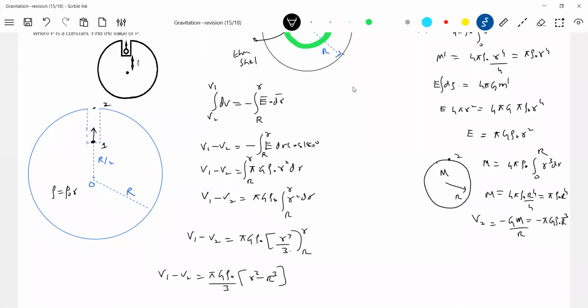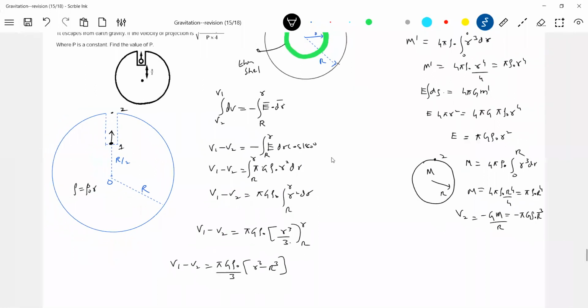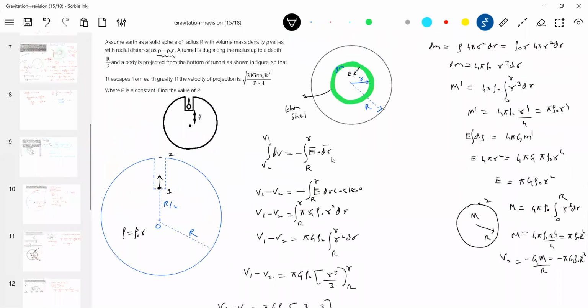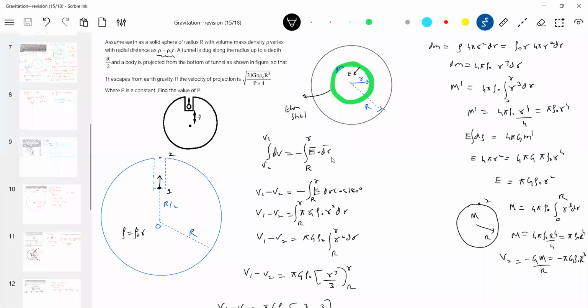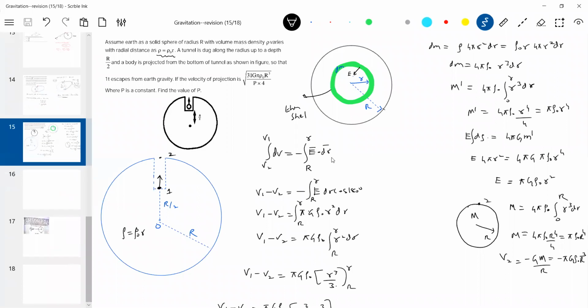Now, after this, what do we have to do? The question is not over, we have only got the potential at point 1. He's asking that it should escape to infinity. With what speed? It should be projected from point 1, from the bottom. So now you know the potential at point 2, no? So now come back to this.